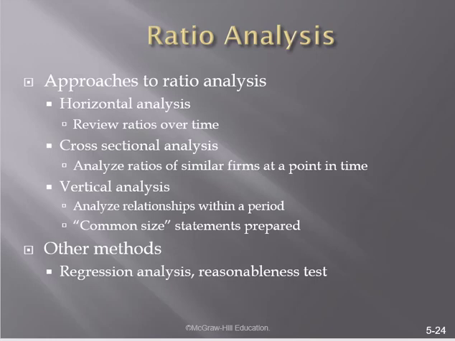So, approaches to ratio analysis: you have your horizontal, cross-sectional, and vertical. Horizontal analysis reviews ratios over time. Cross-sectional analysis analyzes ratios of similar firms at a point in time. And vertical analysis analyzes relationships within a period. Use common size statements if prepared. Common size financial statements are statements that present each amount as a percentage of some financial base, so comparing expenditure as a percentage of sales. Then you have other methods, which are regression analysis and reasonableness tests.